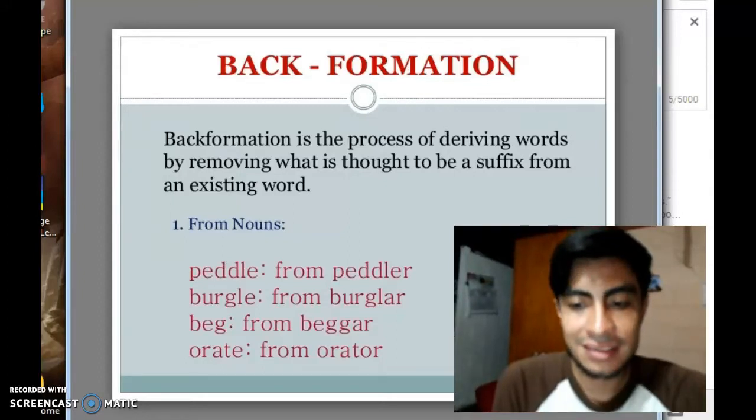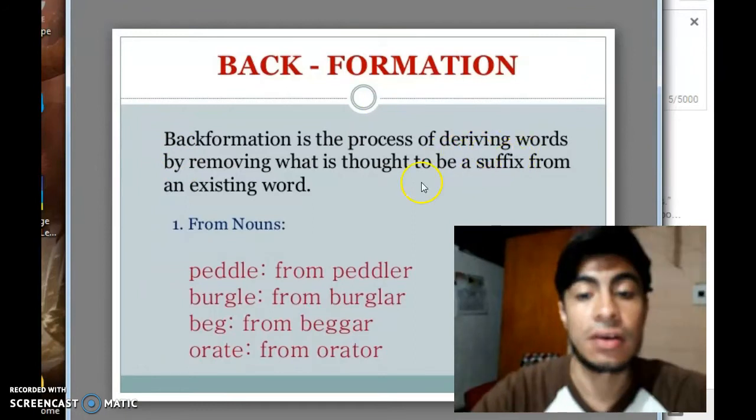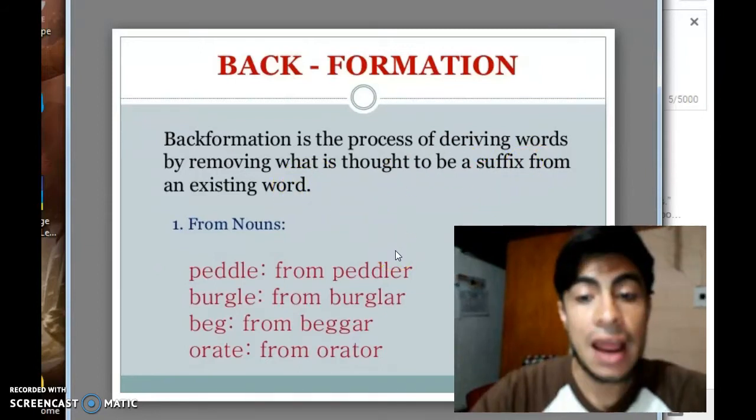Good morning. Today our lesson is about backformation. Backformation is the process of deriving words by removing what is thought to be a suffix from an existing word. So it can be a little complex if you think about that.